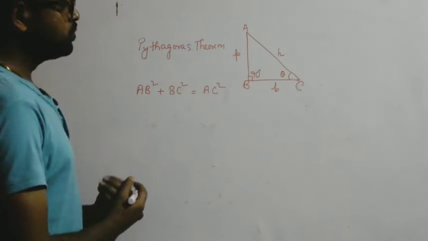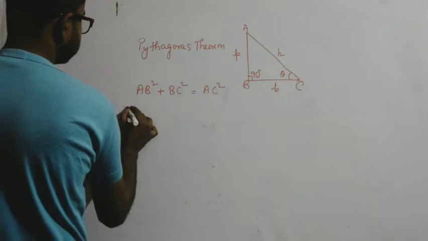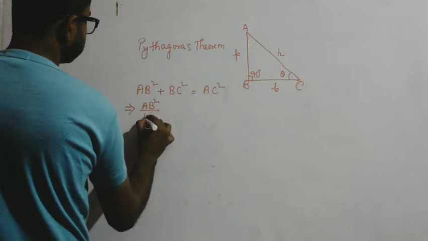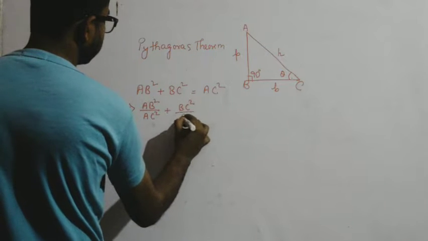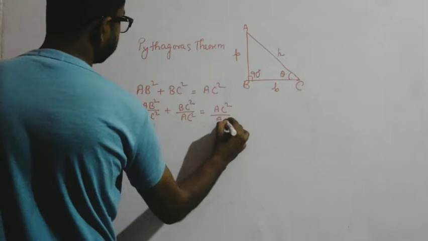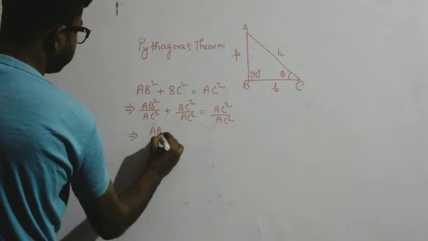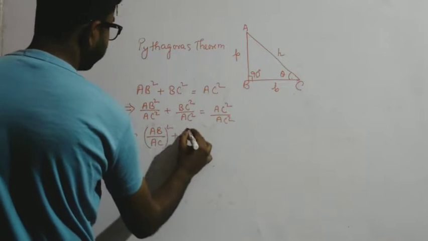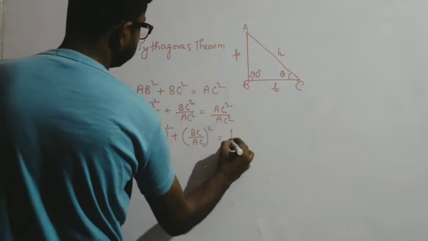Now what are we going to do? We are going to divide all the terms by AC square. So we get BC square by AC square, and this is equal to AC square by AC square. So on the right hand side you get 1, and on the left, AB by AC whole square, plus BC by AC whole square, and this is equal to 1.